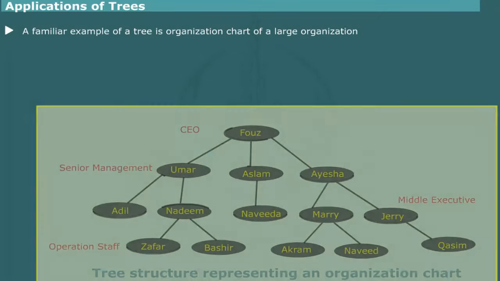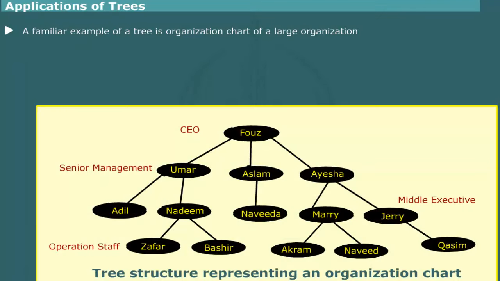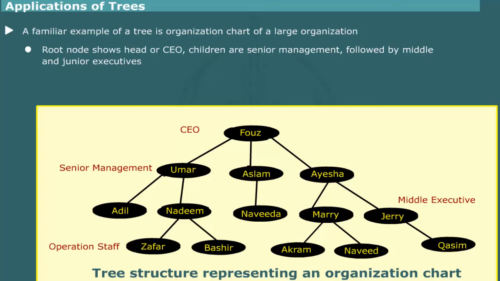A familiar example is the organization chart of a large department or company in which the hierarchy of the organization is shown. The root node shows the head or CEO. The children of the root are usually the senior management, which are followed by middle or junior executives. The line or operation level staff are generally exhibited at the leaf nodes. By systematically scanning the tree, from top to bottom, we can list all positions at different levels in the organization.